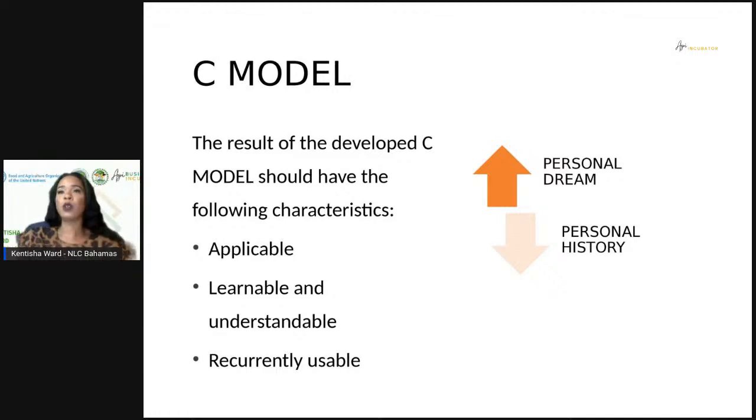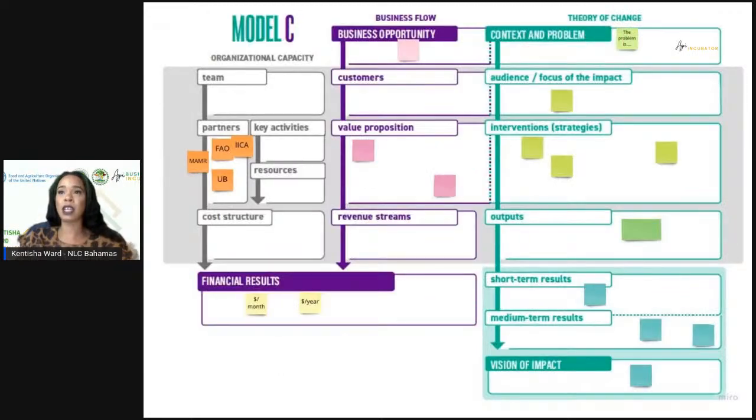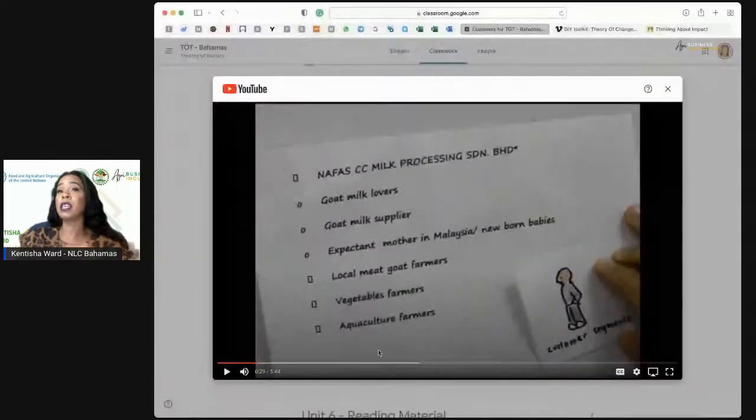Okay, so this is also a diagram of the results of the developed C model. And they should have these following characteristics. And that's what we went over this last class. So I'm going to encourage you guys to go to the video of day 1 to follow up on this section. So once again, this is the Model C Canvas. I'm going to move on over to one of our videos that's going to describe the Model C Canvas in a more agricultural manner that I'm sure that you guys will all appreciate. So just give me 1 second so I can pull the video up for you. It's a video about the theory of change, about the Model C Canvas on a dairy farm.